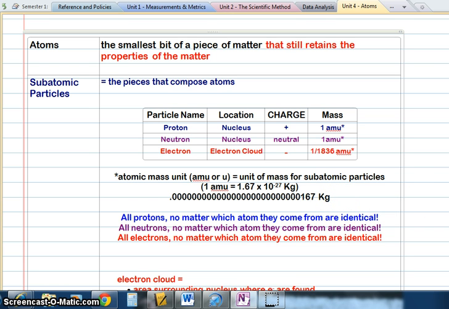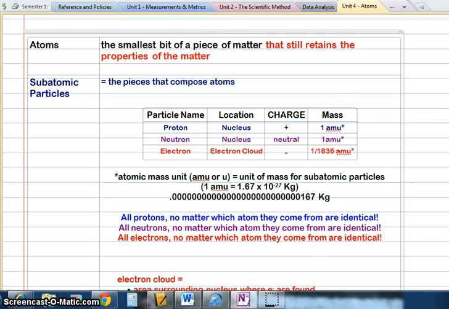The other really cool thing is all protons, no matter what atom they come from, whether it comes from gold, hydrogen, uranium, tungsten, aluminum, does not matter what element the proton comes from, all protons are identical. All electrons are identical, and all neutrons are identical. Doesn't matter what atom you take them from.